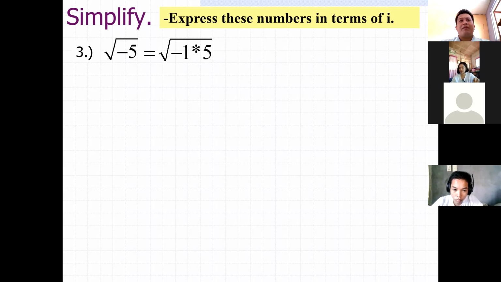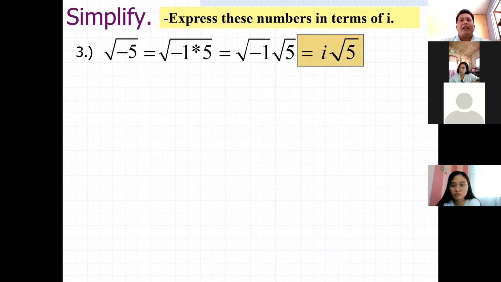The square root of -5 can be factored as -1 times 5. And according to the properties of radicals, the square root of -1 times 5 is just equal to the square root of -1 times the square root of 5. And since the square root of -1 is i, therefore the square root of -5 is i square root of 5.